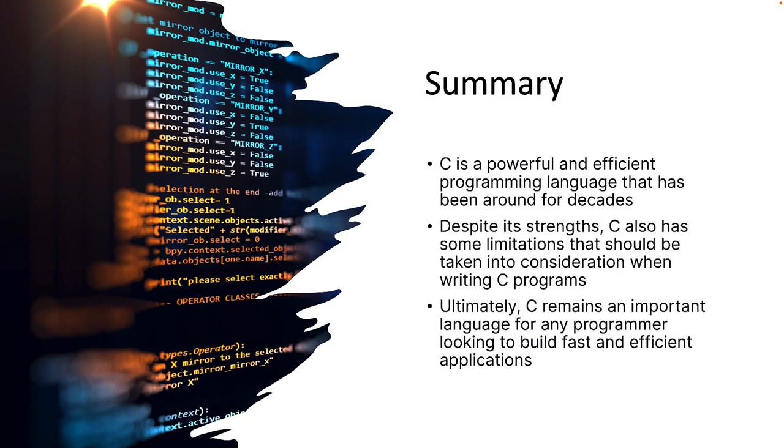In summary, C is a powerful and efficient programming language that has been around for decades. Despite its strengths, C has some limitations that you should take into consideration when you're writing programs. So again, if you're looking for things like object orientation, it's not present in C. But ultimately, C remains an important language for any programmer looking to build fast and efficient applications.